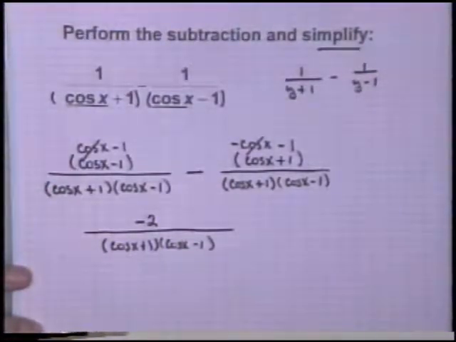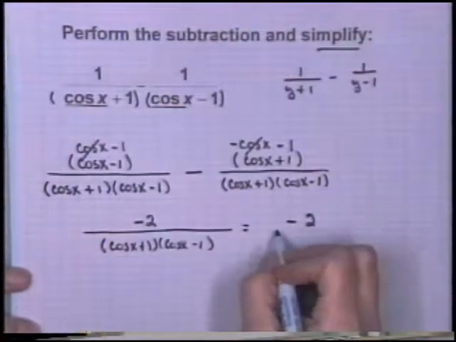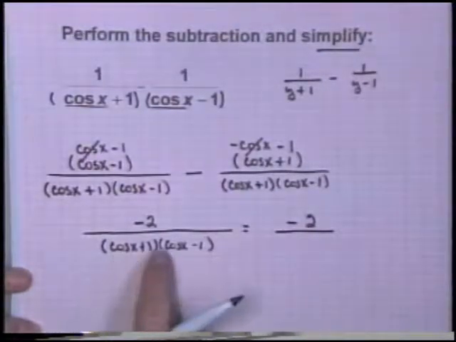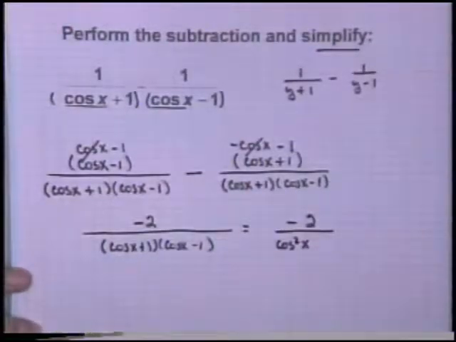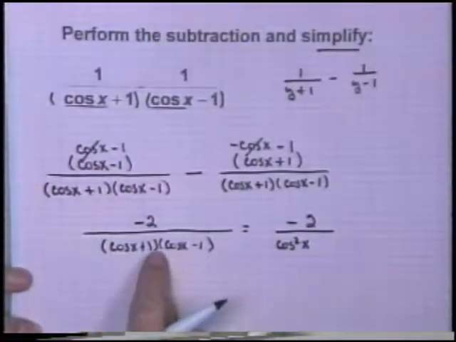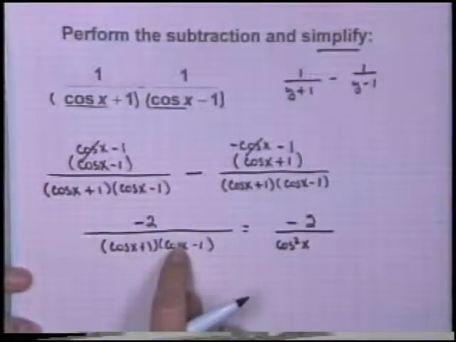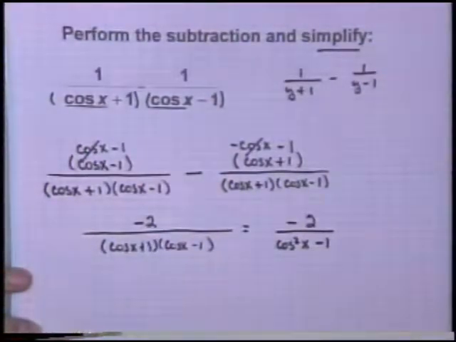We have performed the subtraction, now we're going to simplify. So let me bring this negative 2 over, and let's multiply these two factors out here in the denominator. Cosine x times cosine x is cosine squared x. Notice, because these are conjugates, they're just alike except for the opposite signs here, the outside product and inside product will drop out. Positive 1 times negative 1 is a negative 1. Now, think about this, cosine squared x minus 1.